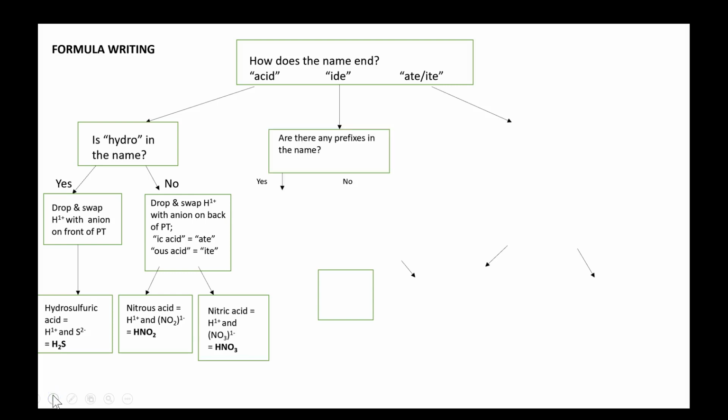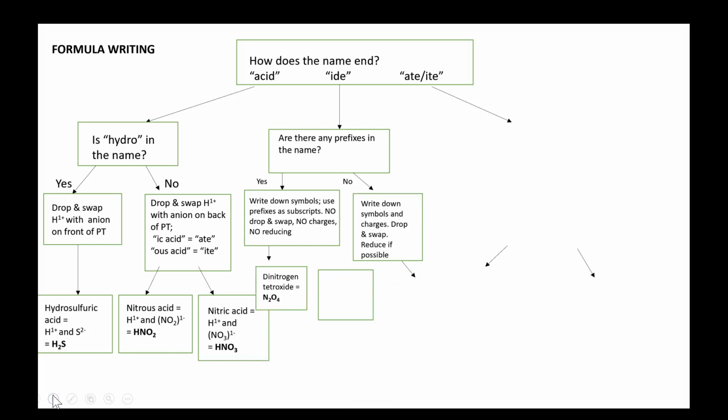If it ends in IDE, you want to identify whether there are prefixes in the name or not. So if there are prefixes in the name, you want to write down the symbols. Use the prefixes as subscripts. You do not drop and swap. You do not use charges, and you do not reduce. So for example, if I had something like dinitrogen tetroxide, di means 2, so N2. Tetra means 4, O4. That's it. I don't look at charges. I don't look at reducing. I didn't swap the numbers. All I did was literally write them down.